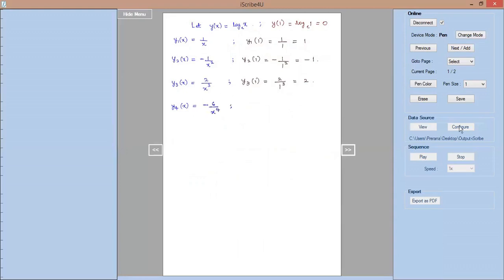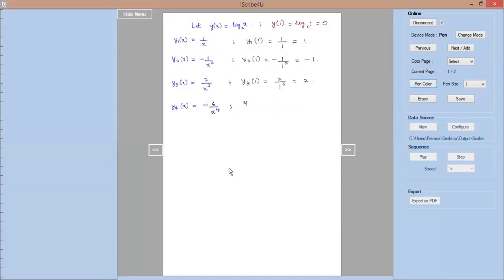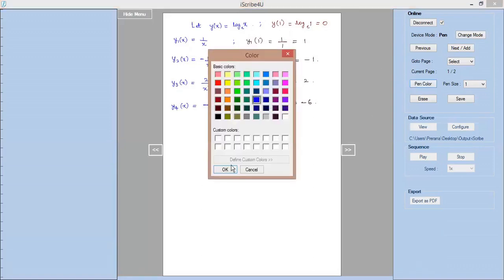Minus 6 divided by x power 4. So now we will find it out at the given point, that is x is equal to 1, we have to take. So y4 of 1 is minus 6 divided by 1 power 4, which is minus 6. Now just for convenience, I will box all these answers.